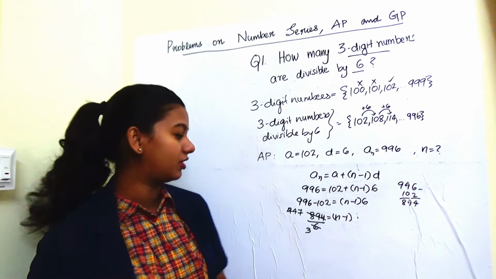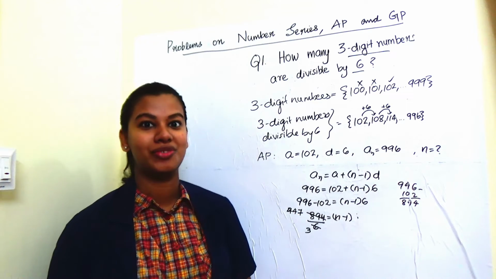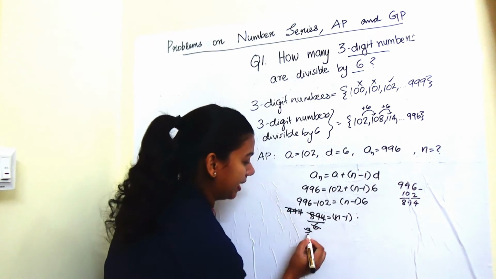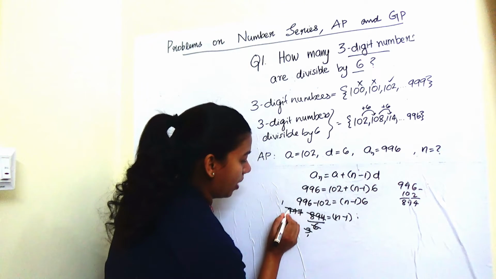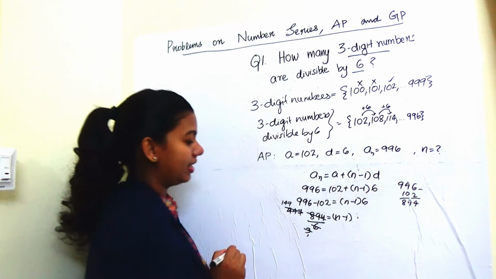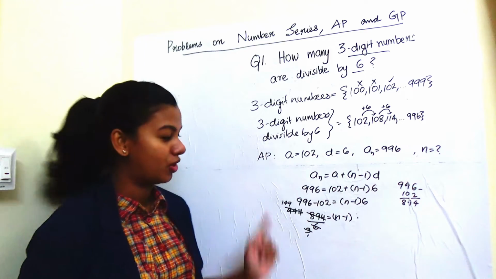447. Is it divisible by 3? 4 plus 4 is 8. 8 plus 7 is 15. So it is divisible by 3. So I can divide this numerator by 3. 3 1s are 3. So I get balance 14. 3 4s are 12. So I get 27 balance. 3 9s are 27. So the answer is 149.